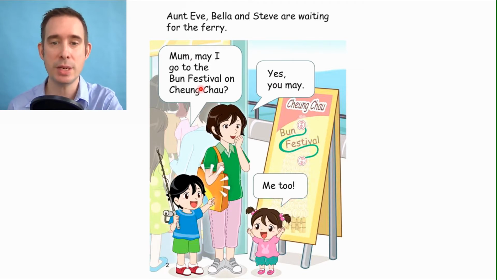Pretty easy, right? Now, what you might not know is we're going to start here with the text at the top. And then we'll go and we'll read the first speech bubble and we'll go from left to right and top to bottom. So let's start at the top here. I see we have some characters. Ready? You can read with me. Aunt Eve, Bella, and Steve are waiting for the ferry. Good. And I can see that this must be Steve here. Aunt Eve and Bella must be the little girl. All right, we'll start with Steve, and he says, Mom, may I go to the bun? That's a big word there.